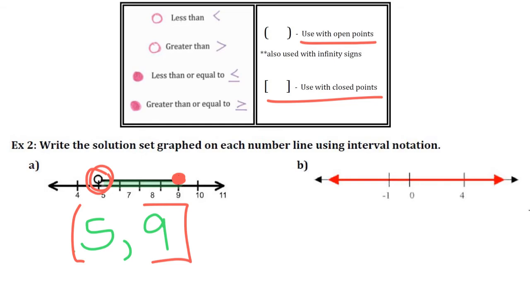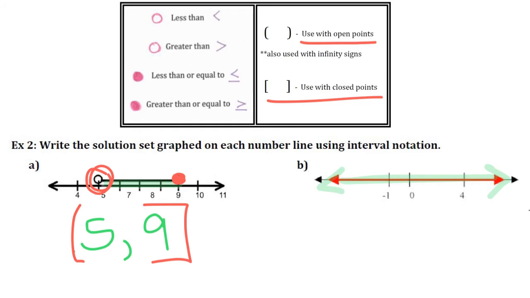And that right there is your interval notation for example A. We do have one more number line. I'm going to look at example B. And when I take a look, it appears that the entire number line is shaded, and with those arrows meaning it's going to extend in both directions.